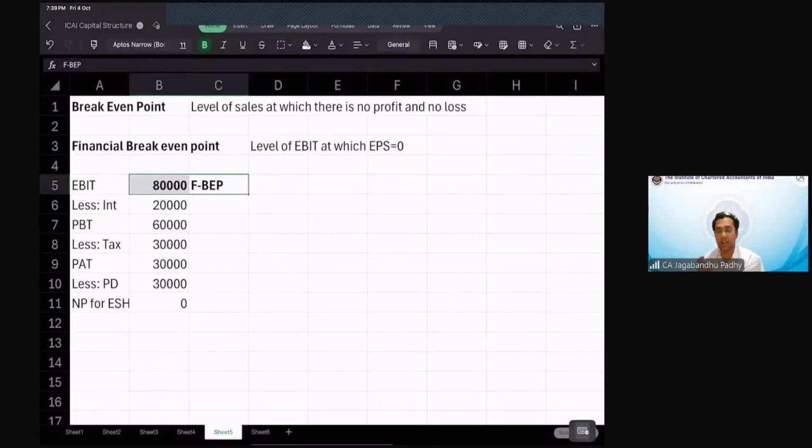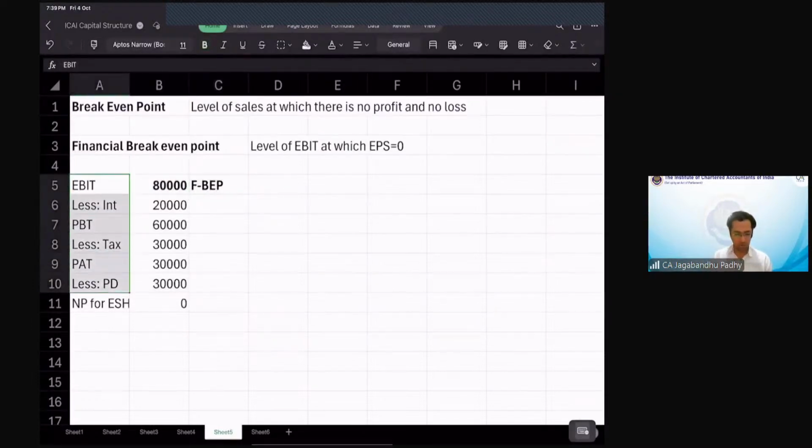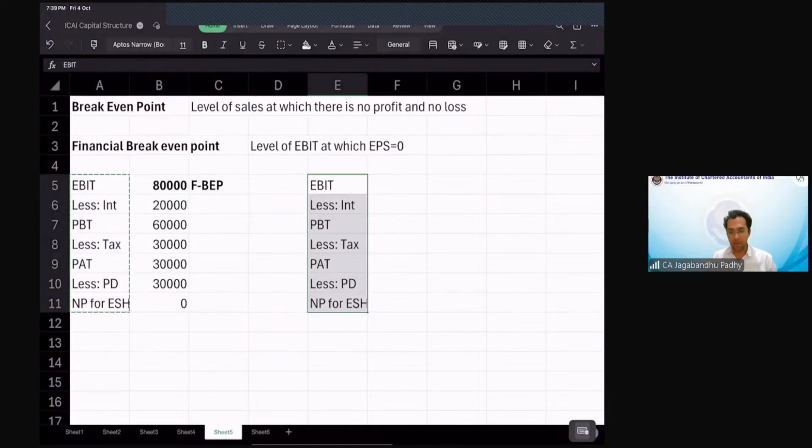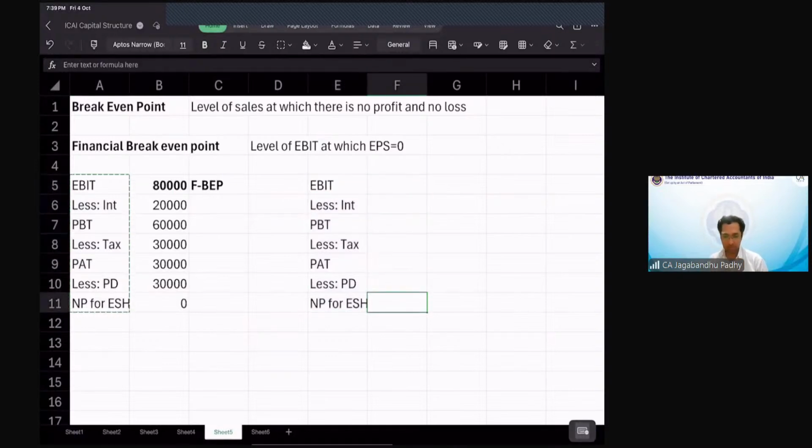Now, how do we really calculate the financial break-even point number? We cannot do this trial and error every time, right? So we'll have to obtain a formula for financial break-even point. Let me just give you a hint. How do we go about it? Of course, preference dividend will be just PD. Interest will be represented by interest itself.